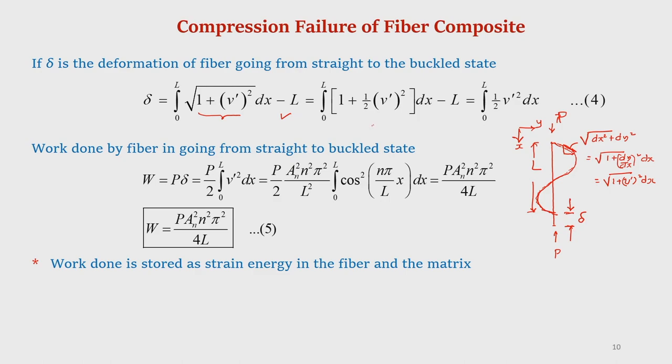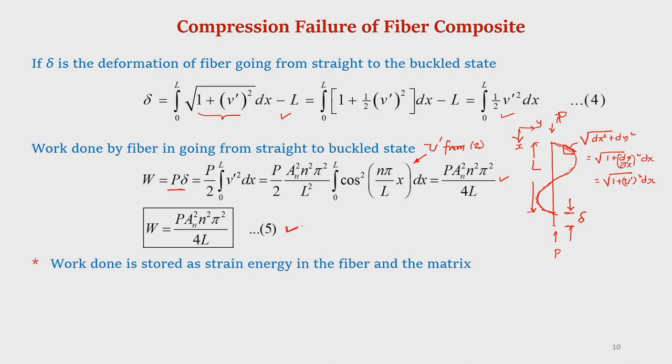And once we integrate this, we get these expressions. We take the expression for v dash from equation 2 and put it here, and after integration we get this. Therefore, this is the work done. Work done is nothing but the force into the corresponding displacement. Therefore, the axial force is P and delta is the corresponding displacement. Therefore, this is the work done.